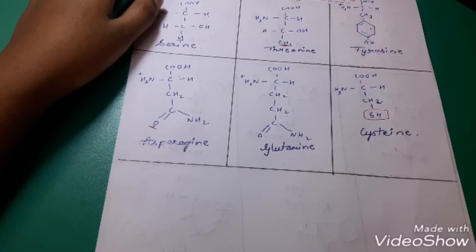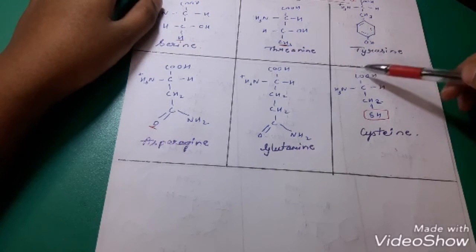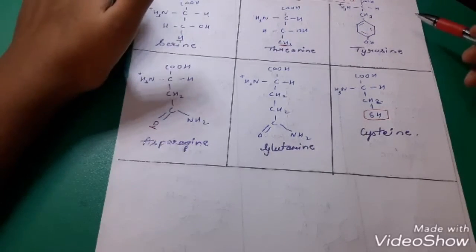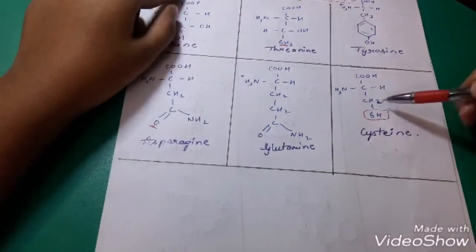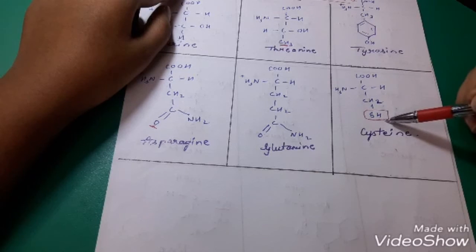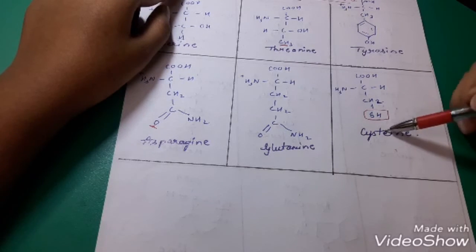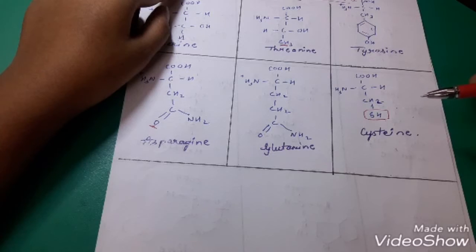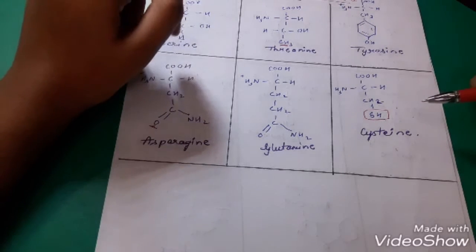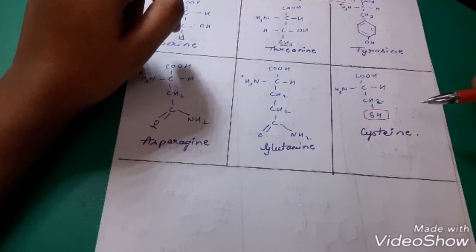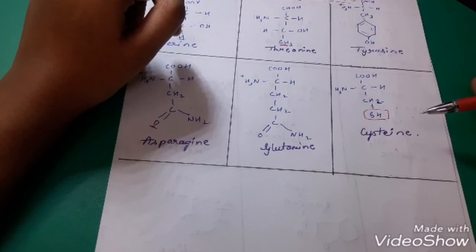And the last one is cysteine, which has the basic structure of the amino acids, and one extra carbon is added, and the sulfur group. So cysteine and methionine are the sulfur group amino acids. If they asked you which are the amino acids which contain the sulfur group, it is cysteine and methionine. But if they asked you which is the important donor of the sulfur group, it is methionine.